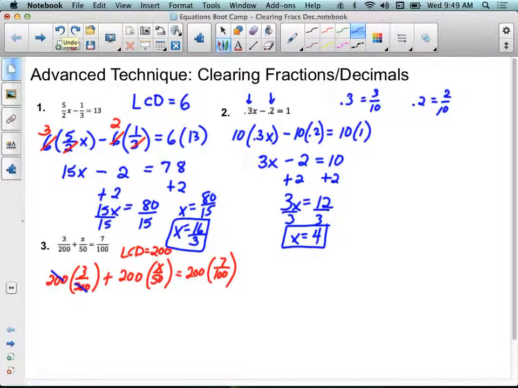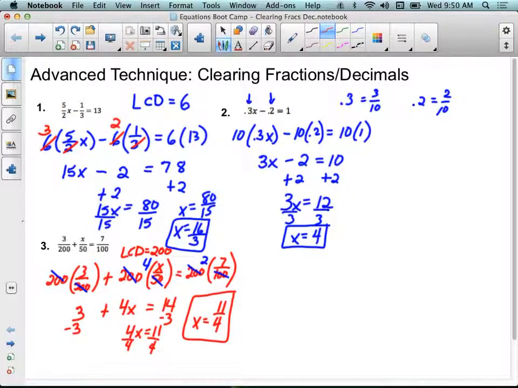200 and 200 will cancel each other out. 200 over 50 would be times 4. And 200 over 100 is the same as 2. So what I now have is the equation 3 plus 4x equals 14. Again, transformed into a lovely two-step equation. Subtract 3 from both sides, and that'll give us 4x equals 11. Divide by 4, and that will give us x equals 11/4. That cannot be reduced, so I'm going to stop there.